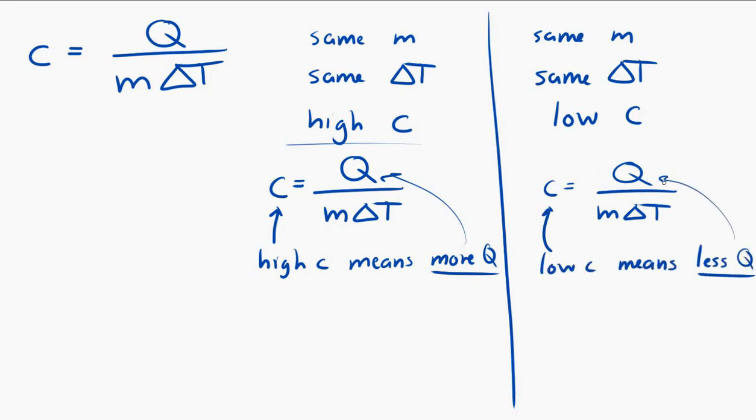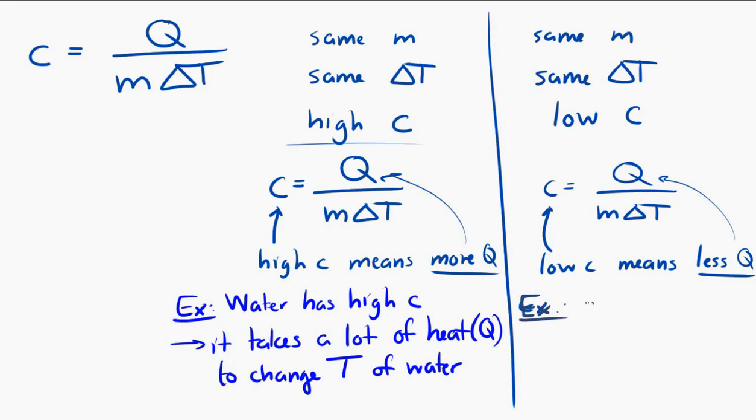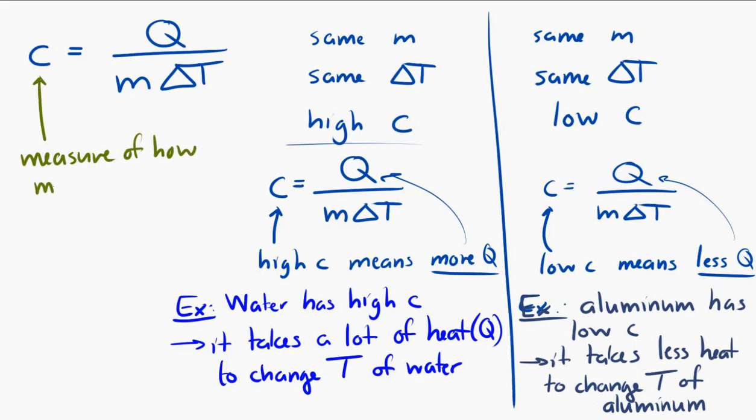So another way to say this, water. Water is a substance with a pretty high specific heat capacity. And what that means is it takes a lot of heat, relatively, to change the temperature of water. Now we'll compare that to aluminum. Aluminum has a pretty low specific heat capacity. So aluminum requires a relatively small amount of heat to change its temperature by a certain amount. So that gives us another, more intuitive way of thinking about specific heat capacity. It is a measure of how much heat is necessary to change the temperature of a certain substance.